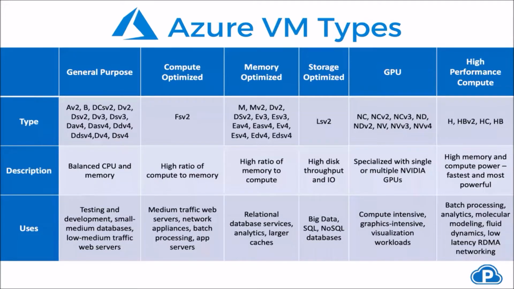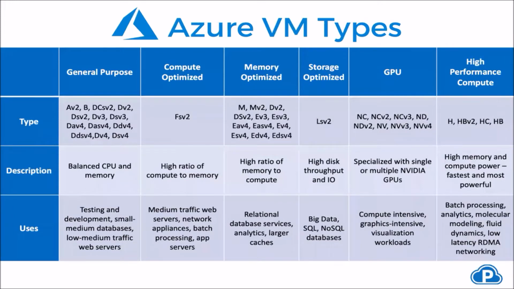The third type of Azure virtual machine is memory optimized, used for a high ratio of memory to compute. This type of virtual machine is normally used when we require high RAM for our machines. These are used for relational database services, analytics, and larger caches. M version 2 and Dv3 series are some of its examples.